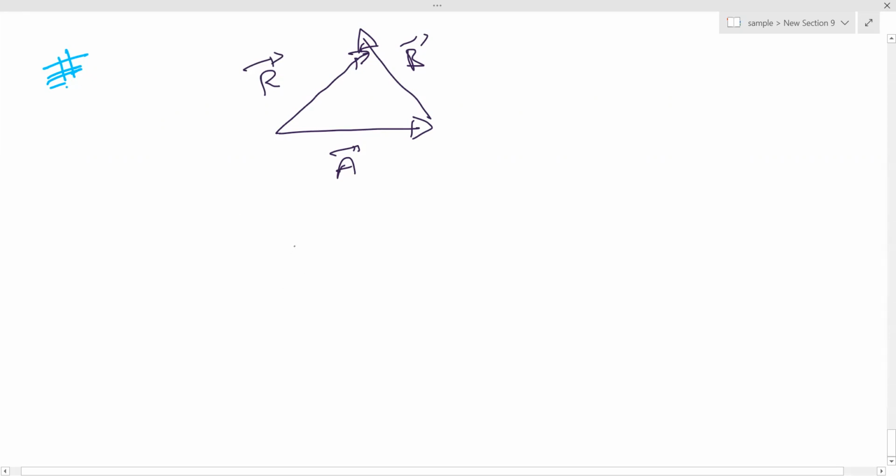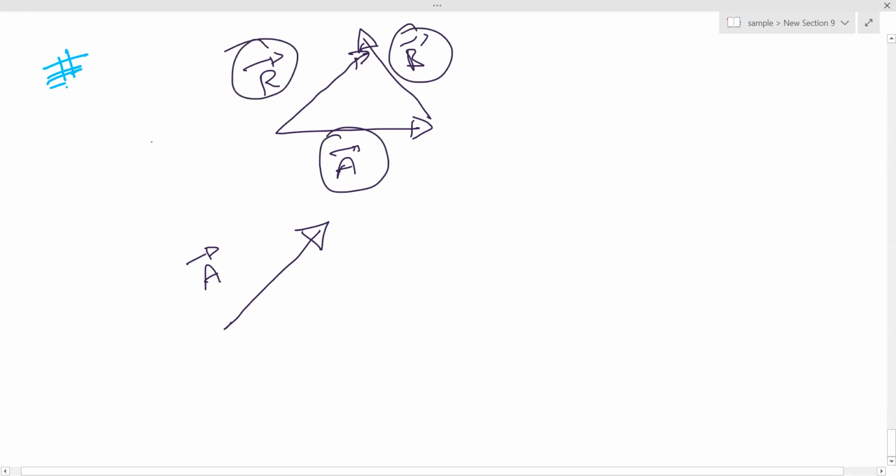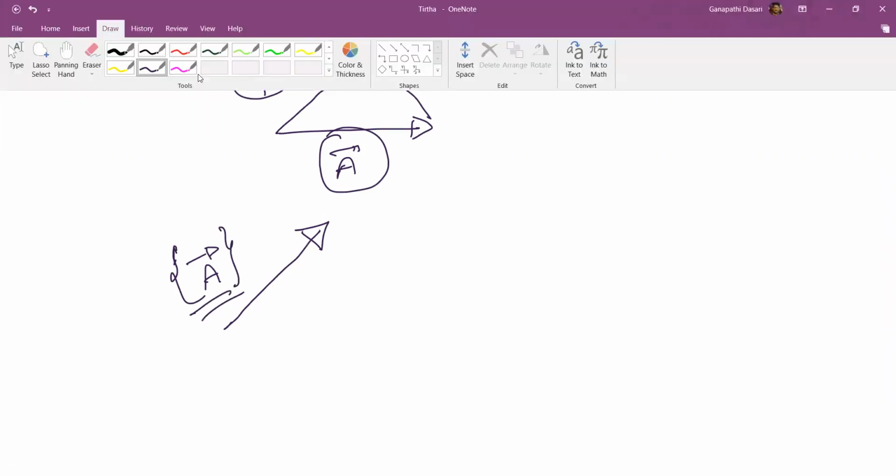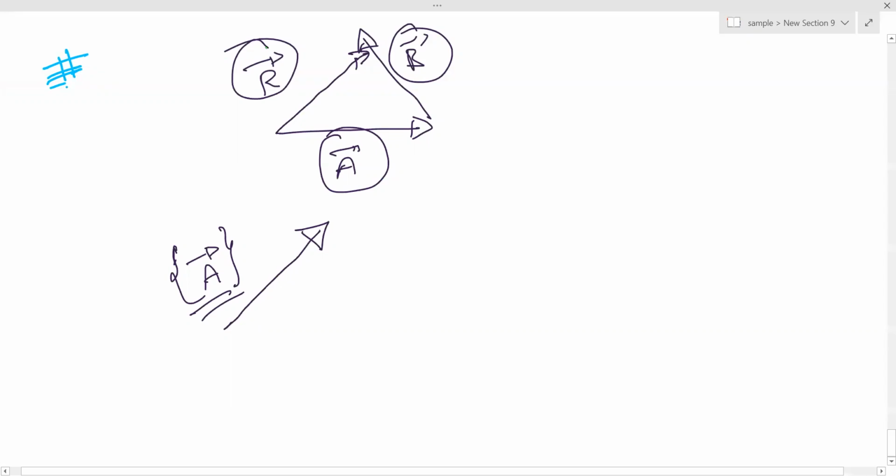Suppose there is some A vector like this. Now A is added to B, then did we get R or not? Like that, if any vector is there, I can represent it in the form of addition of two other vectors. Carefully observe. There is an A1 vector and A2 vector. Add both of them, will you get the A vector or not?